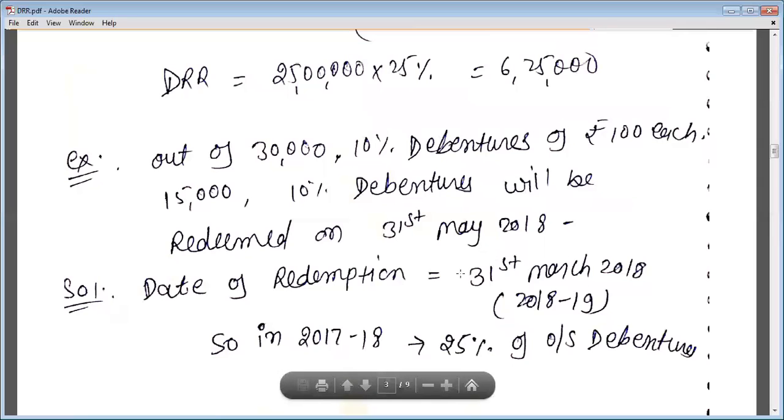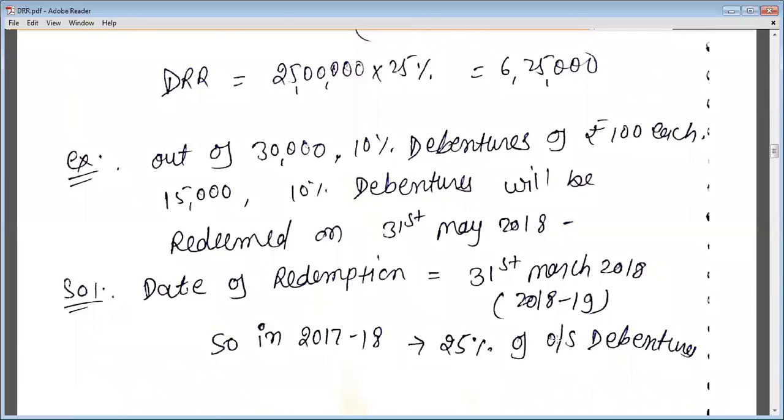So the just preceding year from 2018-19 is 2017-18. Up to 31st March 2018, the company has to transfer 25% of outstanding debentures to DRR. If the company is able to do so, then only can the company redeem its debentures in 2018-19. If the company is not able to transfer 25% of outstanding debentures to DRR, then the company cannot redeem its debentures.